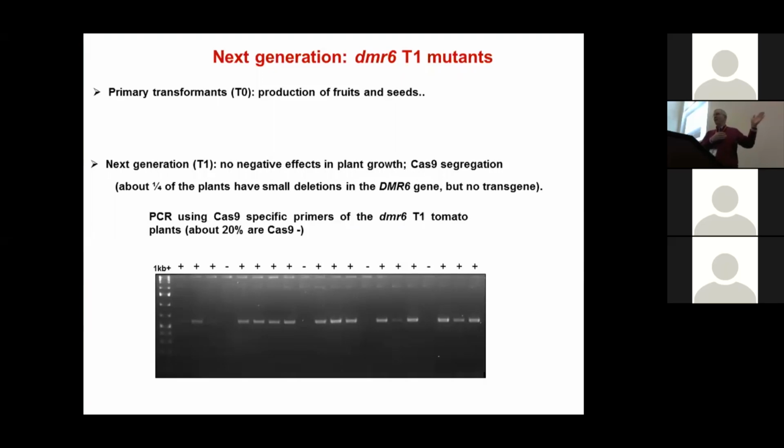Now, the other thing you can do is search for off-target effects. That would obviously be important, but with plants, which are easily outcrossed, you can actually segregate away off-target mutations if you needed to.